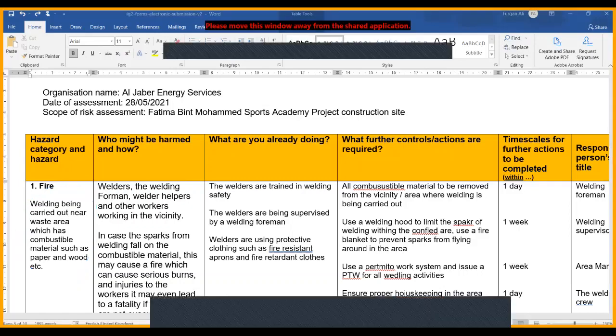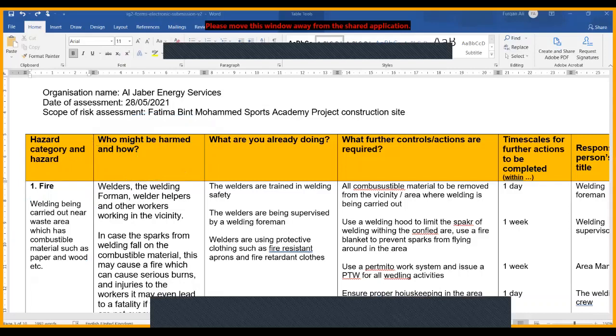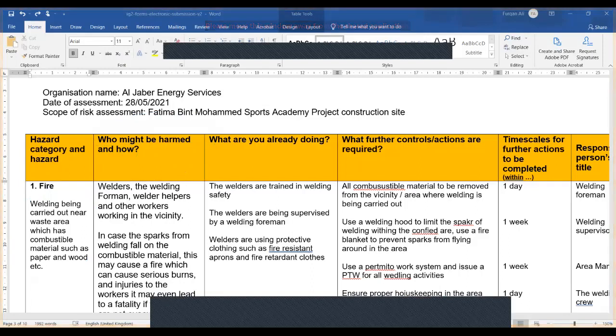Now you need to mention in the next section who might be harmed and how. So you need to mention who might be harmed and how they will be harmed. So don't only mention who will be harmed and think your job is done. No, you need to do the complete. You need to mention the people or the positions of people who will be harmed, and you need to explain how they will be harmed. Okay, what are the consequences they will go through. So let's just go through this.